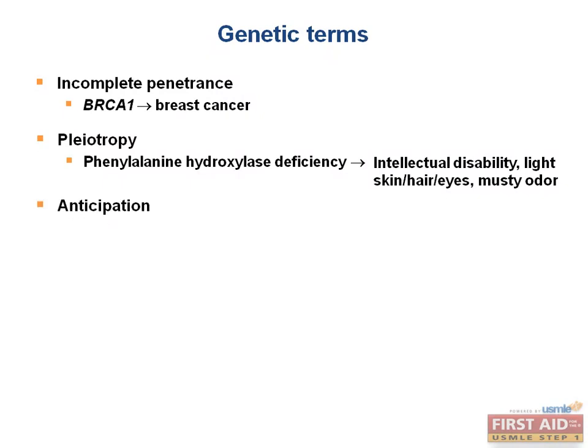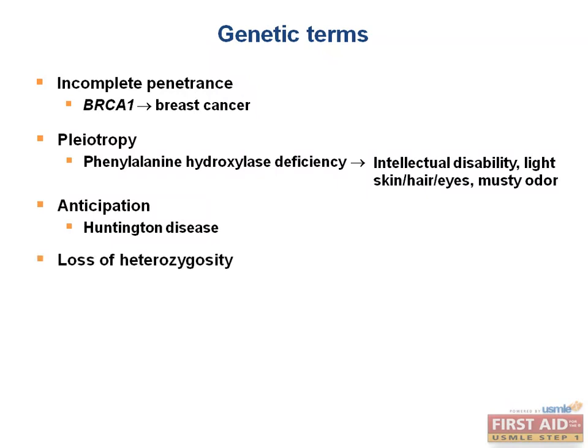Anticipation is the process by which the severity of a disease worsens or the age of onset of the disease is earlier in succeeding generations. In other words, if your maternal grandfather has a mild disease, and then your mother has a moderate version of that disease, and you have the most severe version. An example of this is Huntington disease, which we'll talk about more later.